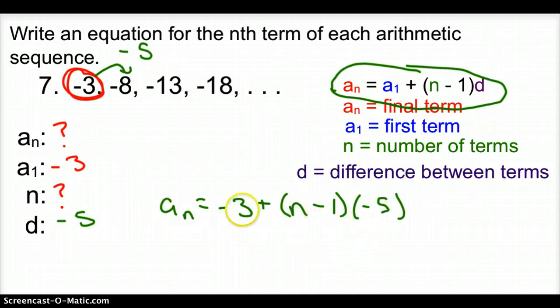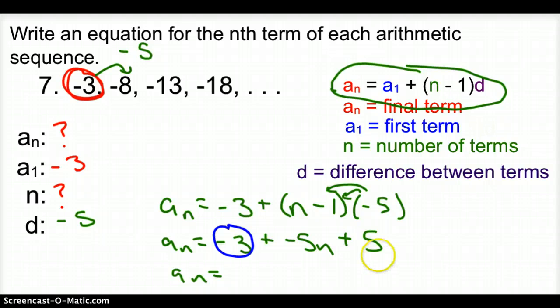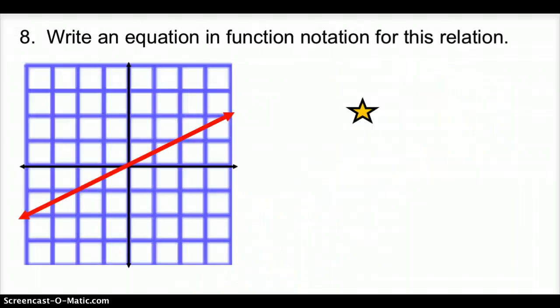Now you could keep it like this, but I'm going to go one step forward. What do you think we can do with this negative 5? We can absolutely distribute that, so it's going to be negative 3 plus negative 5n plus 5. Can we keep going? A sub n equals, we have a like term here and a like term there to add up to a positive 2 minus 5n, and I bet we have seen this equation or an equation that looks like this sometime before.